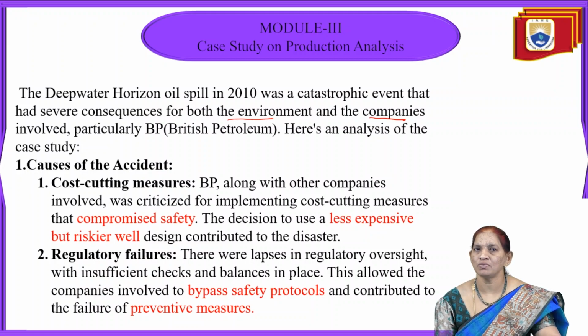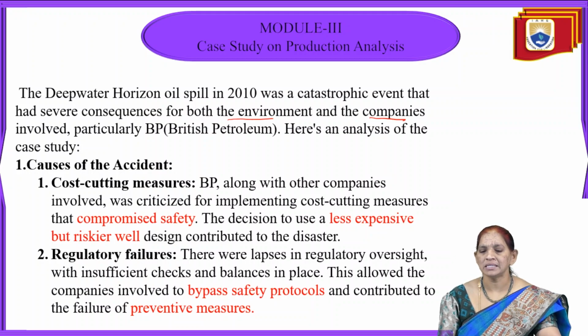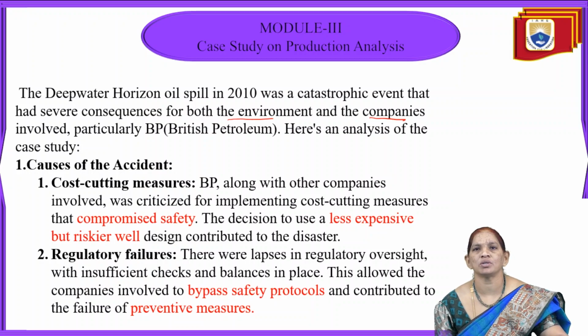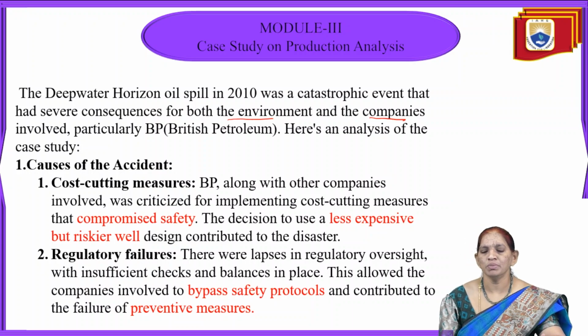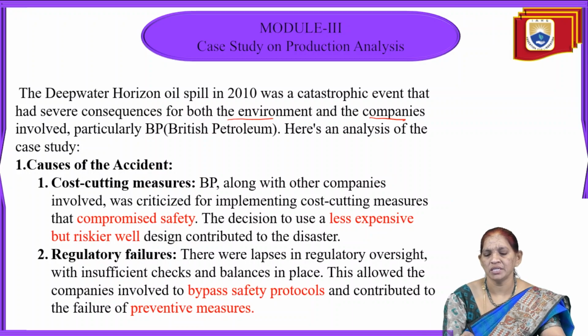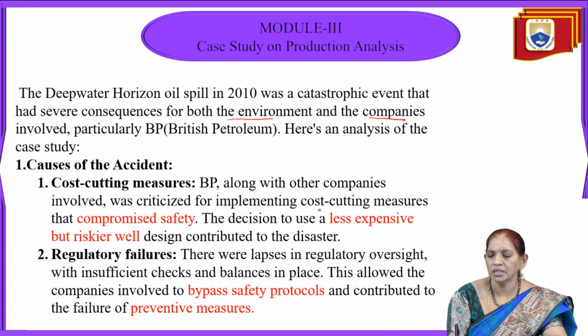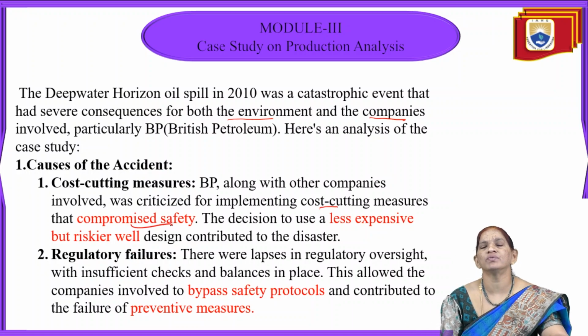So this we can study in this case study. The causes for this accident related to one of the cost cutting measures. The organization wanted large scale production and went for cost cutting techniques. In the manner of cost cutting, British Petroleum along with other companies involved implemented cost cutting measures and compromised the safety of the work.